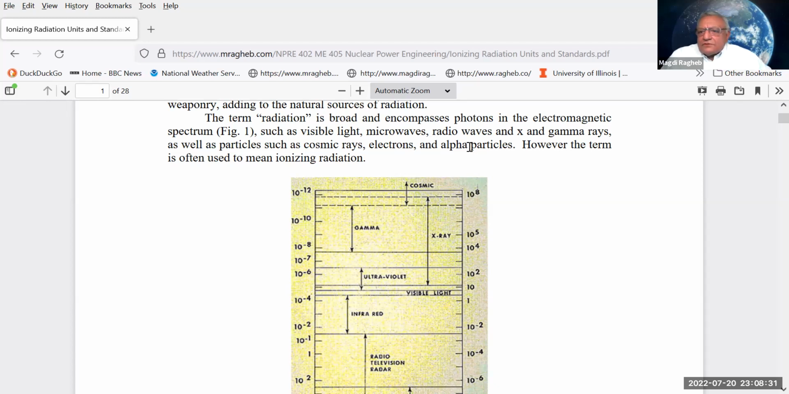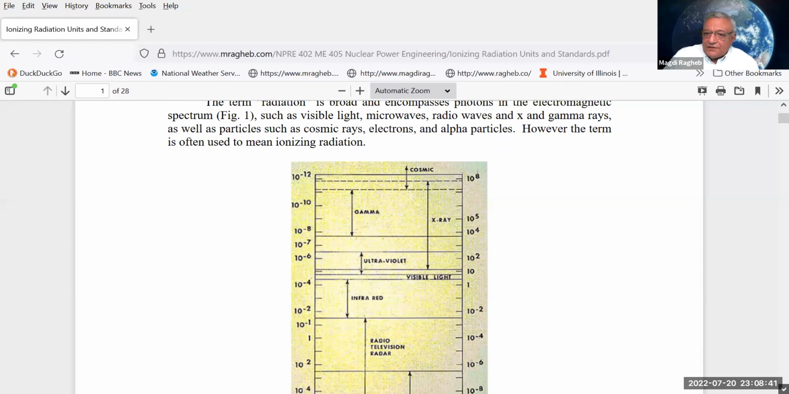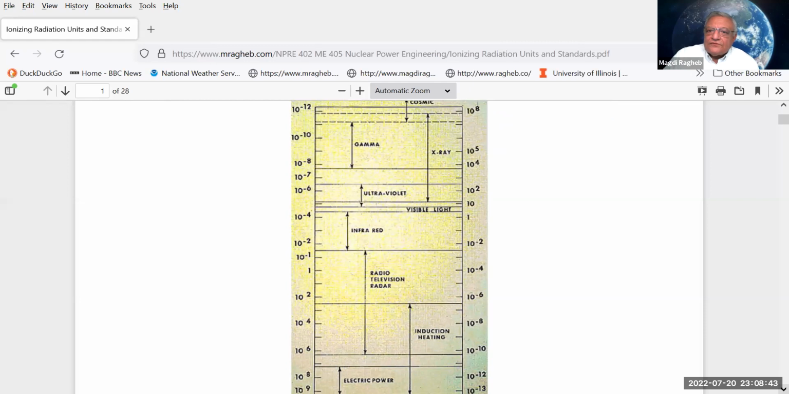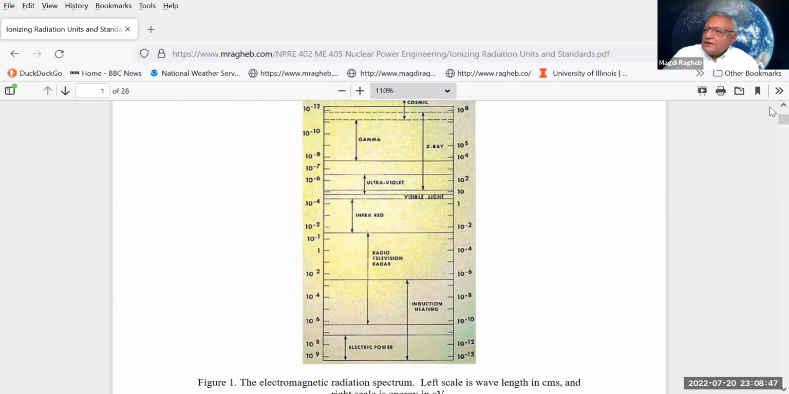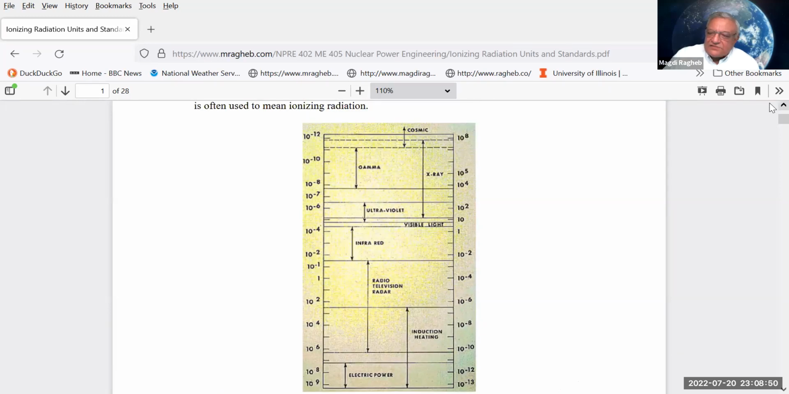When we deal with radiation, we here mean ionizing radiation, radiation that has enough energy to ionize the atoms, in the sense that ionization means that it splits an electron from the atom, the neutral atom, and it becomes an ion in that case.